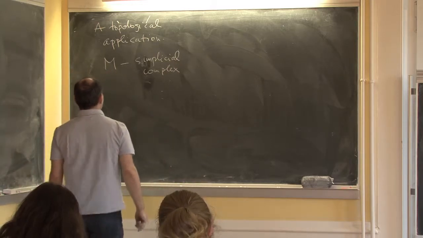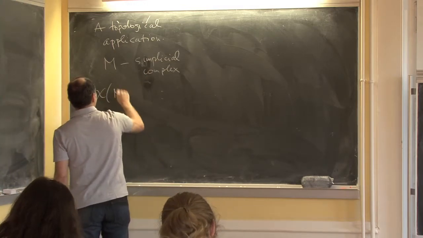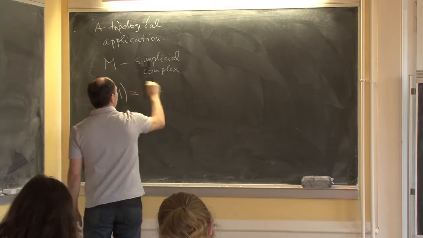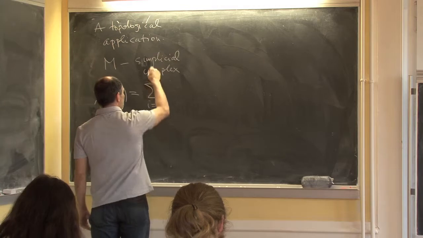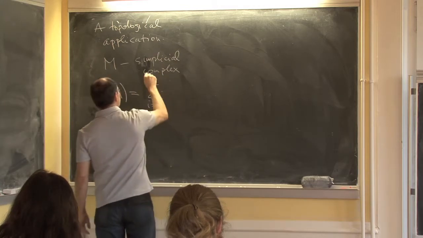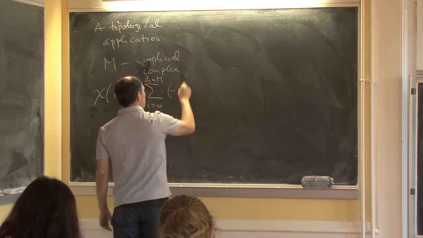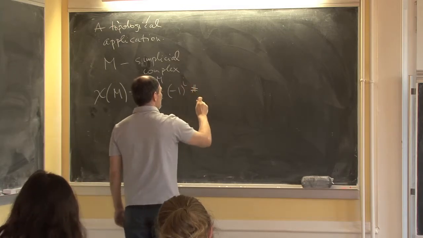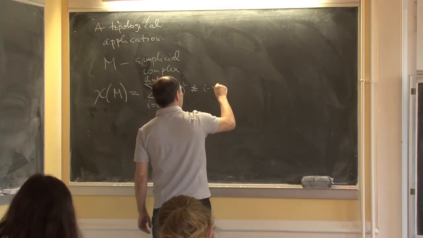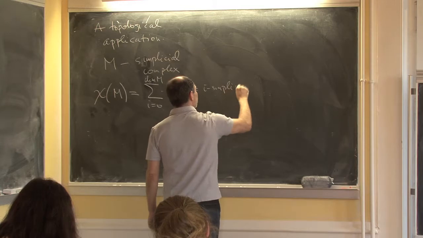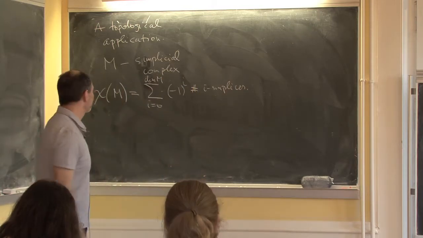So then you can associate to it the Euler characteristic, right, which is just the sum over i going from 0 to the dimension of M of minus 1 to the i times the number of i-simplices that you have in your complex.